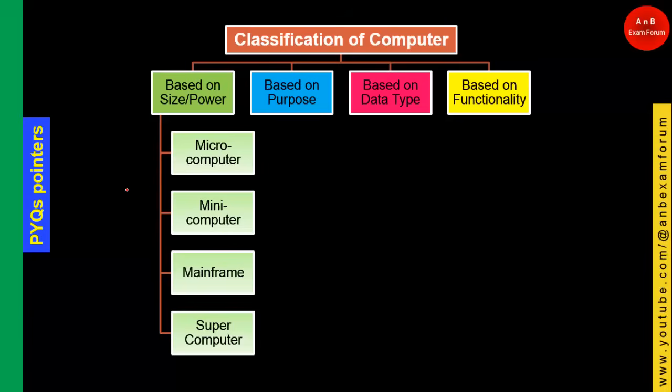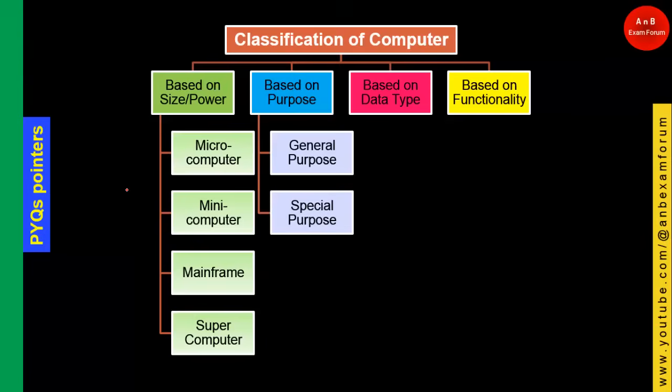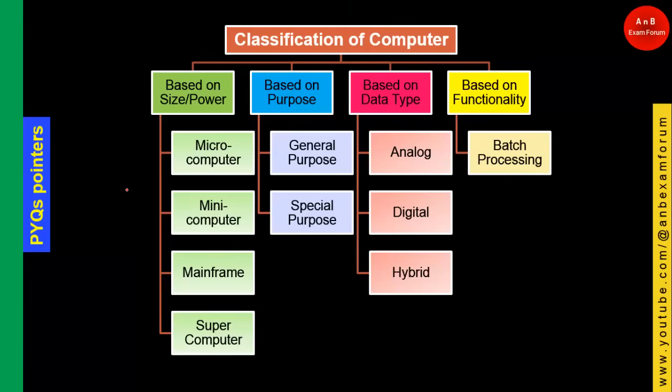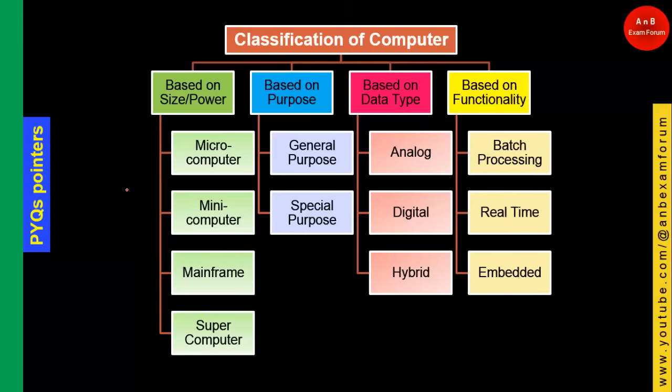Afterward, based on purpose, we can classify the computer into 2 categories, that is general purpose computer and special purpose computer. And based on type, we have 3 types of computers: analog computer, digital computer and hybrid computer. Again, what is the difference and how they are the same, how they are doing the task, that we are going to see in today's session. And coming to the functionality wise, we have 3 categories. In fact, one more is there, that is quantum computer.